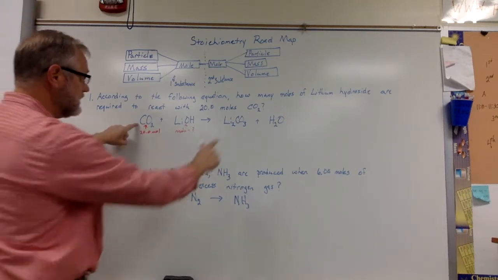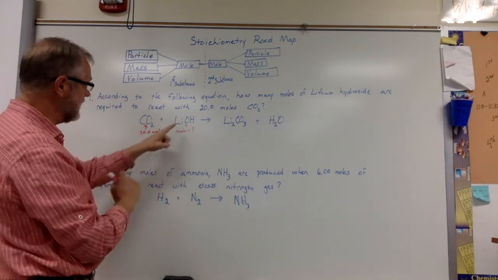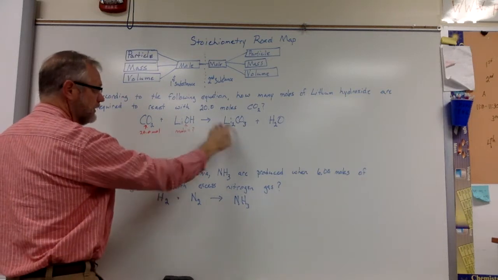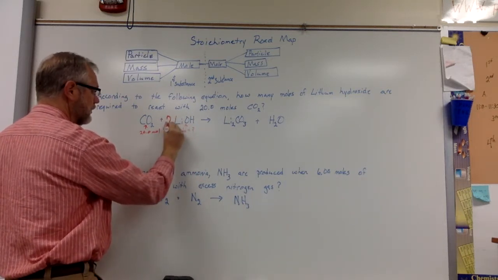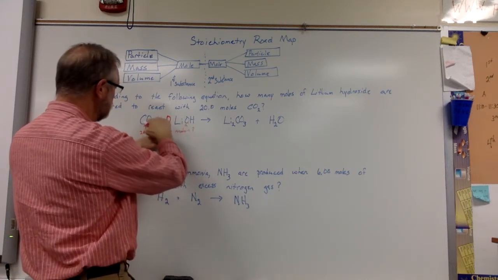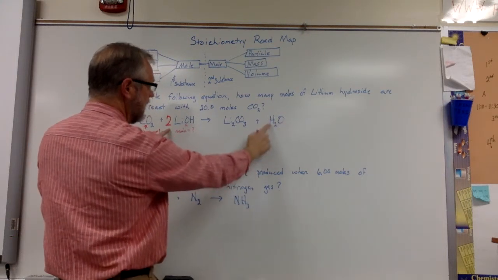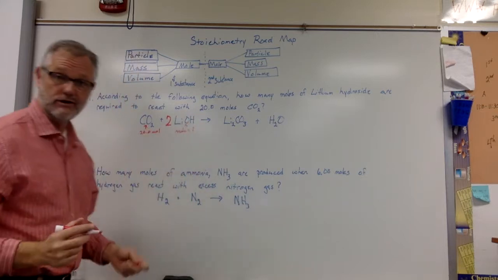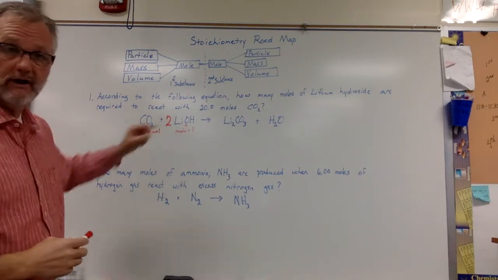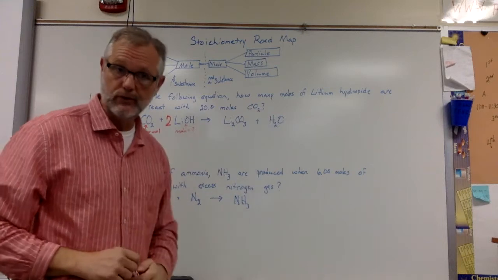So I have a C here, a C here. I have split oxygens on both sides, so I don't want to mess with that. I do have a lithium, I do have 2 lithiums. So I'm going to put a 2 right there. Now I have 2 lithiums, 2 oxygens, 2 more oxygens is 4. I have 3 oxygens and 1 is 4. I have 2 hydrogens and 2 hydrogens. So this equation is going to balance with a 2 in front of the lithium hydroxide. So it's a 1, 2 to a 1, 2 ratio.